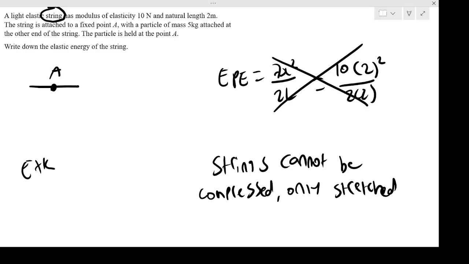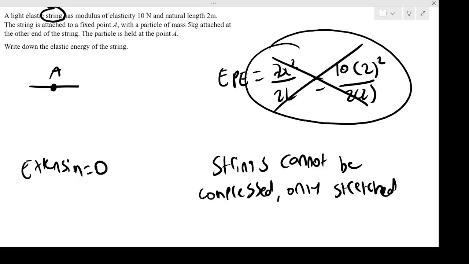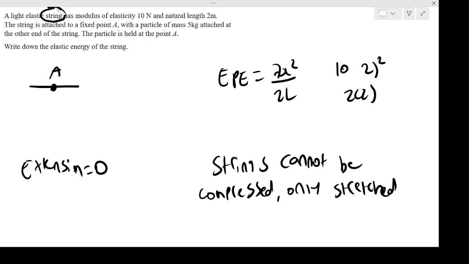So the extension is 0, which means if I was to calculate the elastic energy, that would go to 10, the modulus of elasticity, times the extension, which is 0. Because the length is not greater than the natural length, right? The original length is 2, and then the string is sort of pressed in. It's not been stretched. And it can't be compressed, because if you visualize a piece of string and press into it, it won't shorten. It will go all loopy and floopy, right?